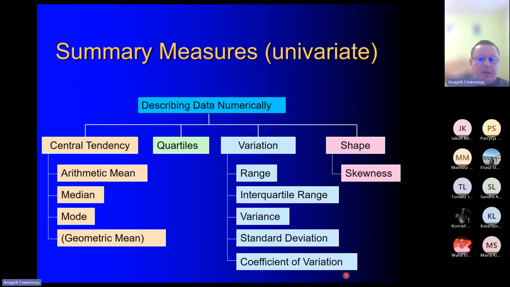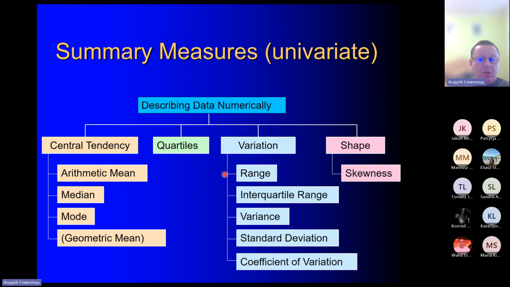Okay, so what can we do with descriptive statistics, what kind of analysis can we accomplish there? Here we have central tendency, quartiles, variation, and shape, and so on. As you can see, sometimes we have a number of characteristics, and even this list is not fully completed, it could be extended. Why do we need so many characteristics?